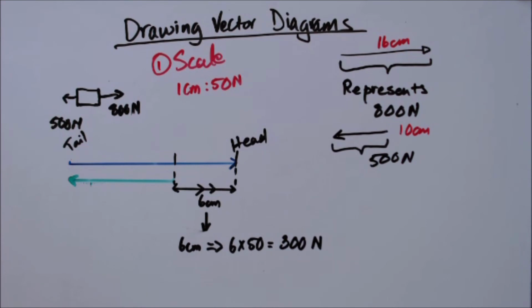And that vector diagram has given me an answer of 300 newtons as a resultant force which would act on this car which was being pushed. Okay. That is the simplest example of a vector diagram which is just in one dimension, so along a straight line.